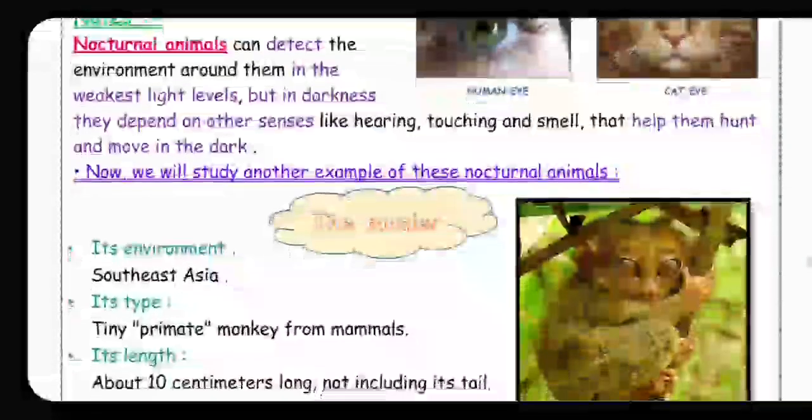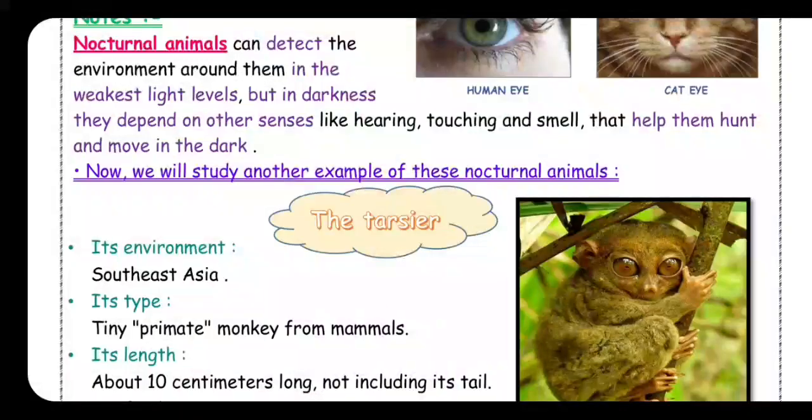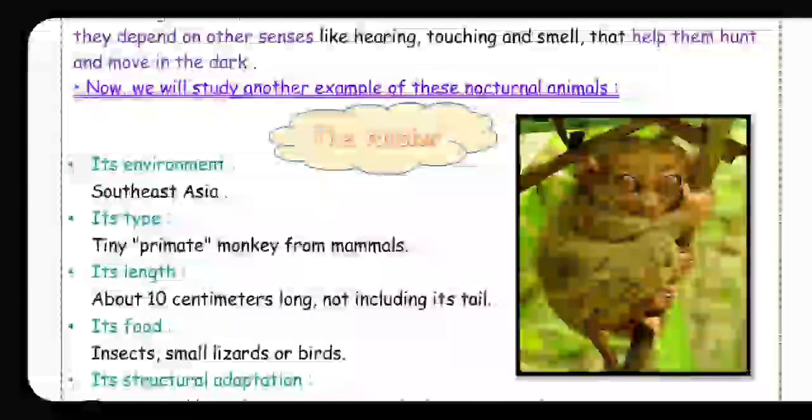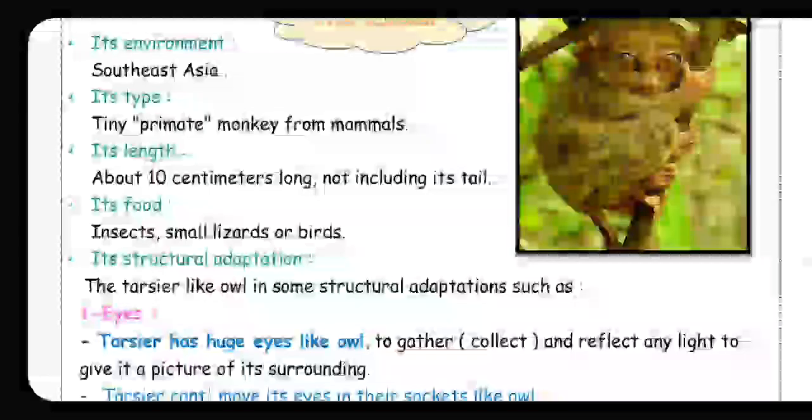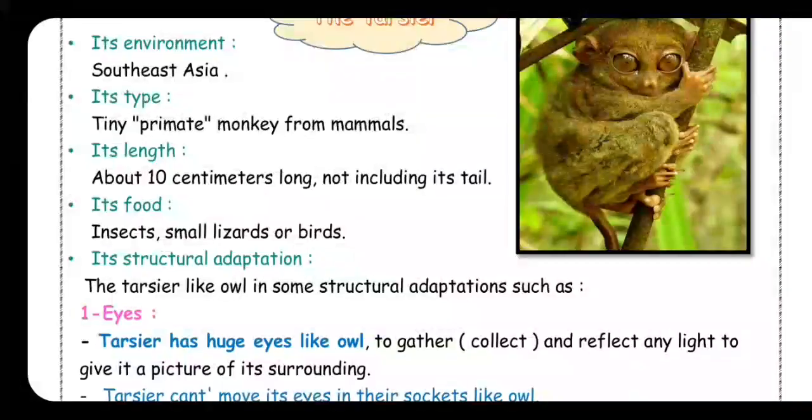Now we will study an example of these nocturnal animals, which is called the tarsier monkey. It lives in Southeast Asia. It's a tiny monkey. Its length is about 10 centimeters, not including its tail. The body is only about 10 centimeters, without the tail. This tarsier can eat insects, small lizards, and birds.